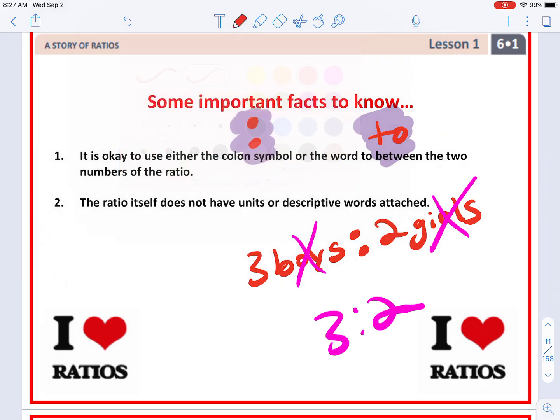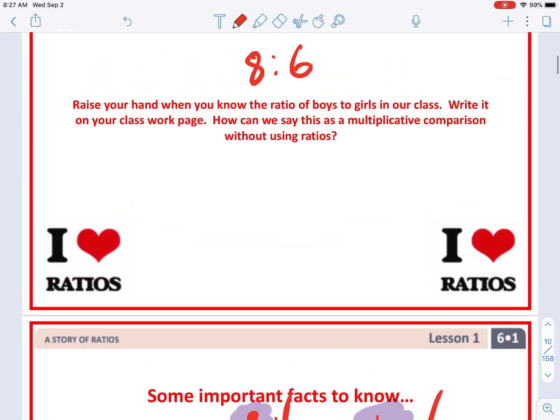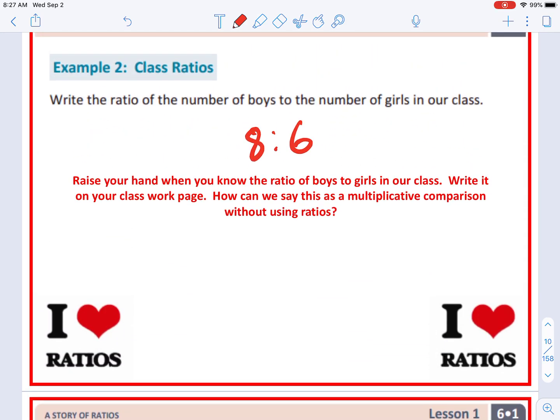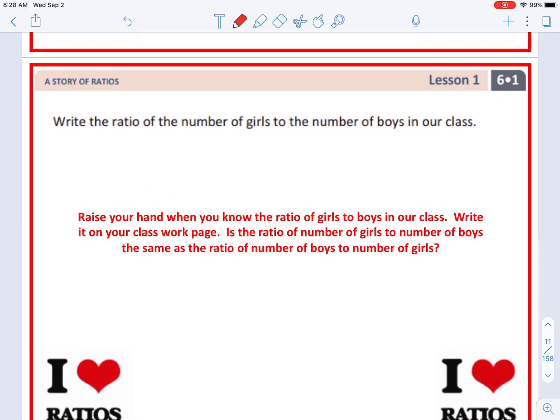So on some questions on your assignments, if it's asking you for 2 different ways or a different form to write that specific ratio, if you wrote it like this the first time, write it with the word to the second time. Okay? So, going back to when we talked about the ratio of boys to girls in our class, 8 to 6. Now it's asking us, write the ratio of the number of girls to the number of boys in our class. Okay? Now it's asking for a different order.